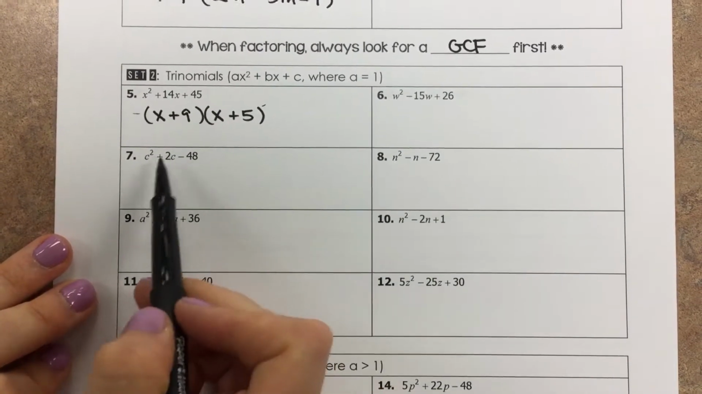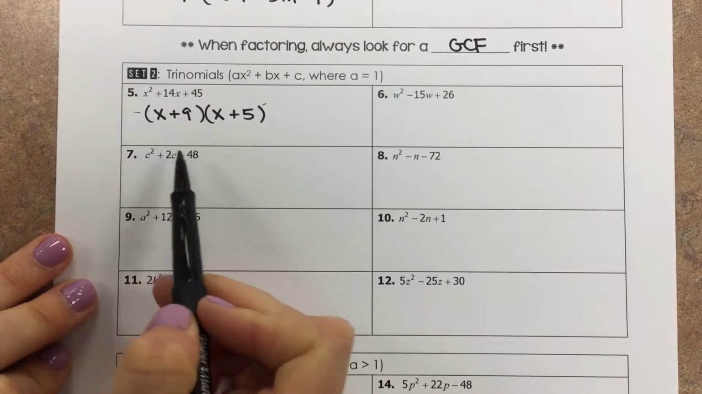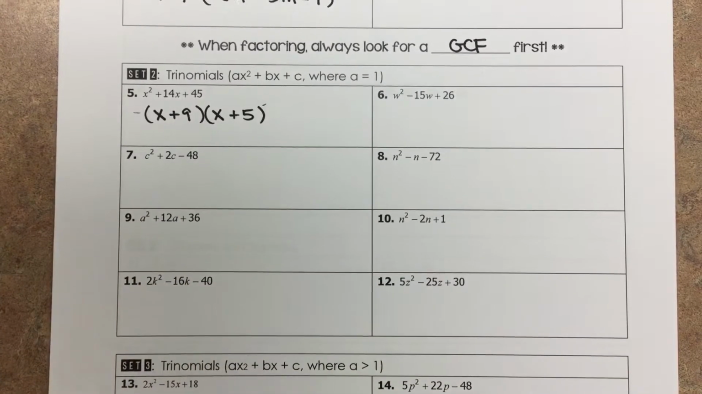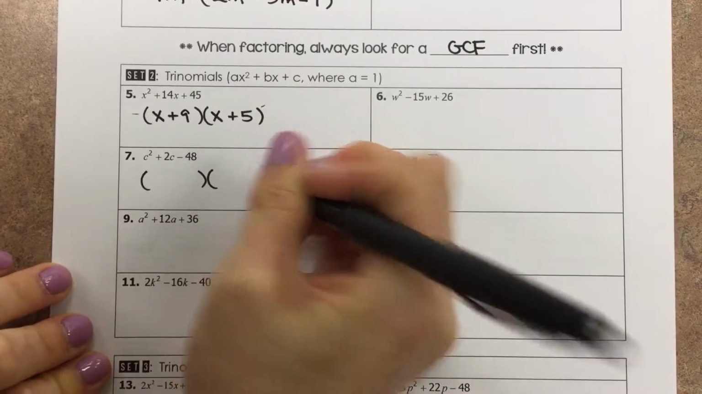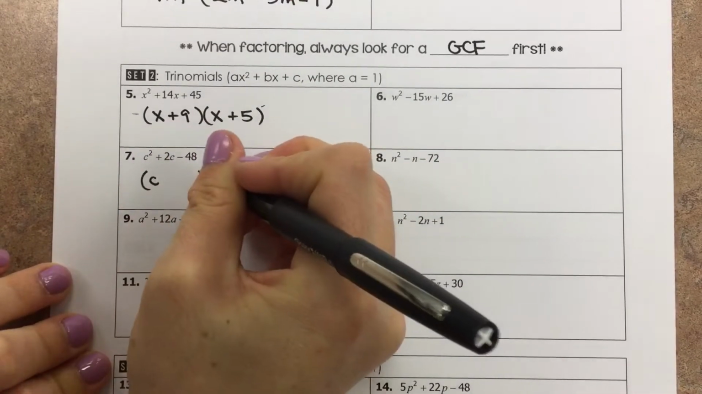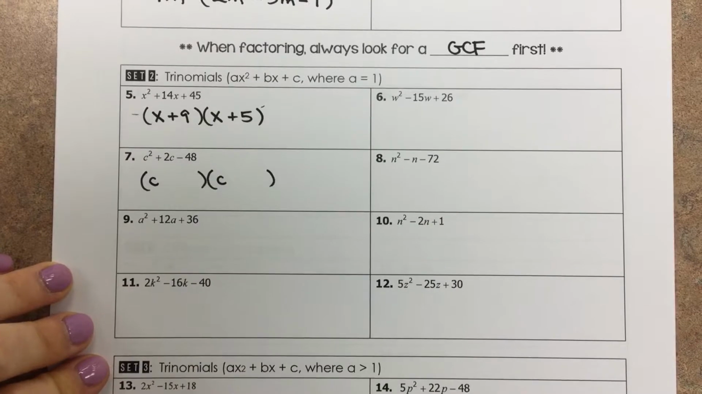Number 7, look through for a GCF. There's nothing that all 3 of these items share, and since this is just a c squared, I know that when I set up my reverse foiling, there's going to be a c here and a c here to multiply and give me the c squared.